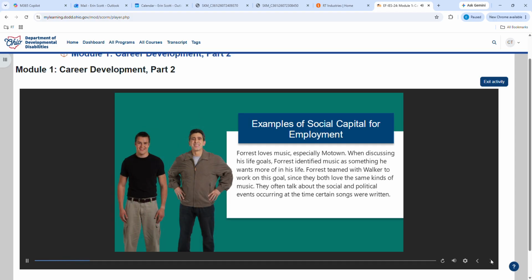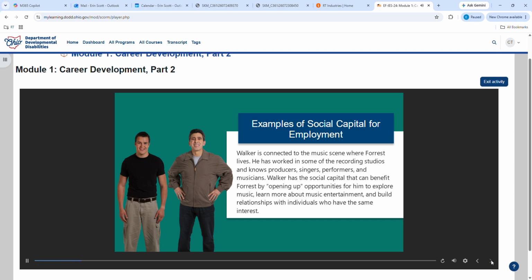Forrest loves music, especially Motown. When discussing his life goals, Forrest identified music as something he wants more of in his life. Forrest teamed with Walker to work on this goal since they both love the same kinds of music. They often talk about the social and political events occurring at the time certain songs were written.